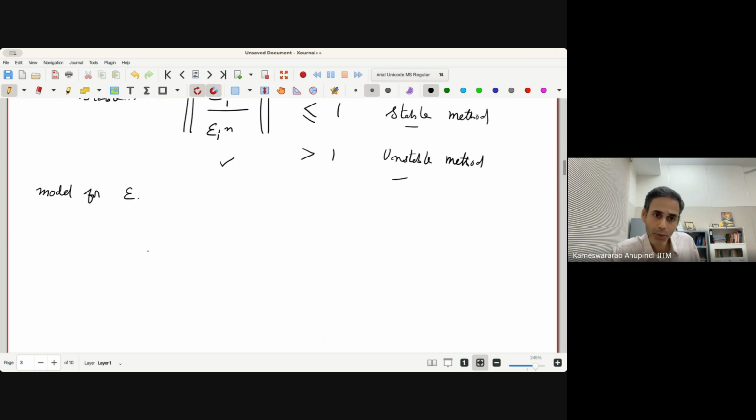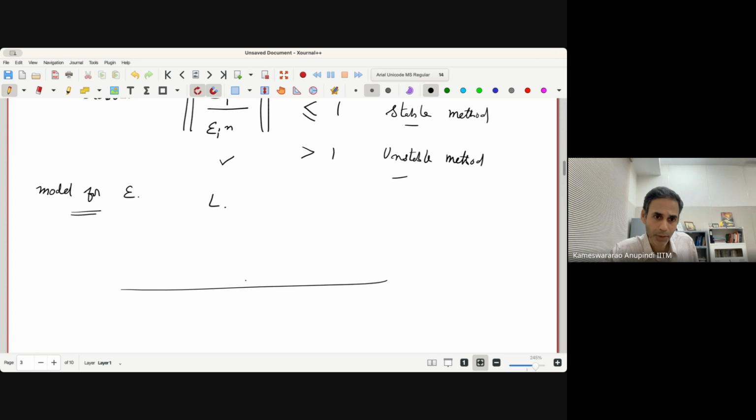Now, if we look at round of error in a computer, let us say we are solving for a domain of length L. If I plot how the round of error looks, let us say this is the x direction, going from minus L by 2 to plus L by 2, and on the y-axis I plot the round of error. Then round of error essentially will look something like this.